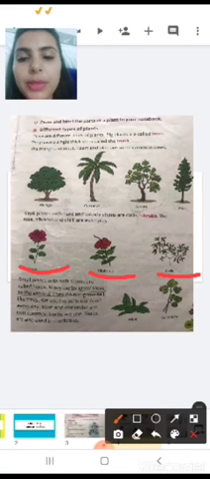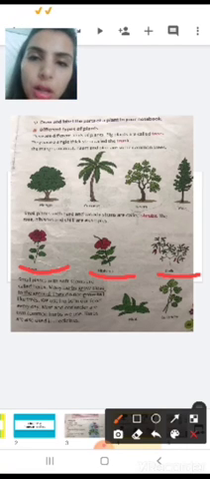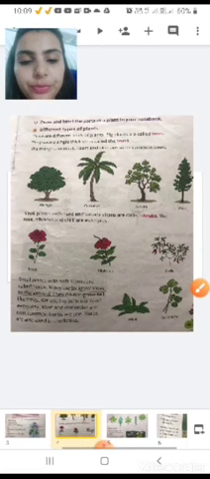Herbs are also used in medicines. Many medicines are made from herbs. Now see next, on the next page.